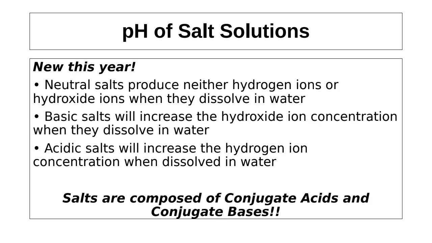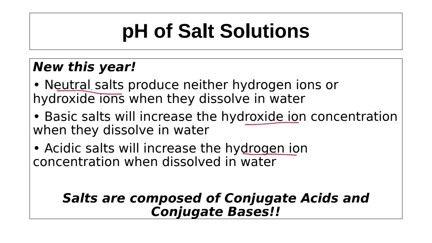So new this year, we're going to fine-tune our definition of a neutralization reaction. When we have a neutralization reaction and we produce a salt as a result, the salt will either produce hydrogen ions or hydroxide ions, and it may not result in a pH of 7. You might have a solution that is actually acidic, even though the solution has been neutralized, or maybe it is basic. Basic salts increase the hydroxide ion concentration. Acidic salts increase the hydrogen ion concentration.